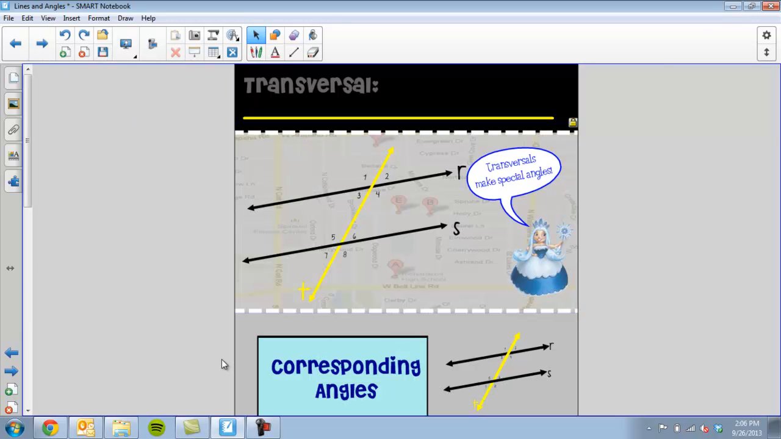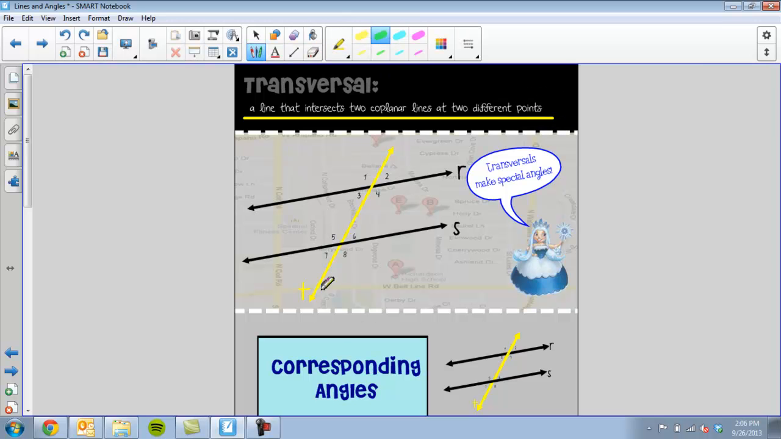Okay, good. Welcome back. Now we're going to totally change directions, and so the next big vocabulary word is the word transversal. Now the transversal refers to this yellow line right here. It is a line that intersects two coplanar lines at two different points. So this yellow line intersects these two black lines here and here. It just means it intersects two lines that are in the same plane.